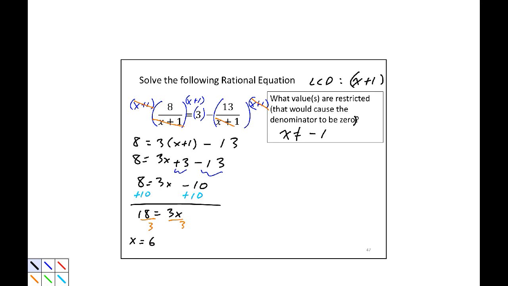Now 8 divided by 6 plus 1, and that is 3 minus 13 divided by 6 plus 1. Oh, 13. I put in a 1 instead of a 13. There we go. Okay, both sides of the equation are equal, and that is our valid solution.